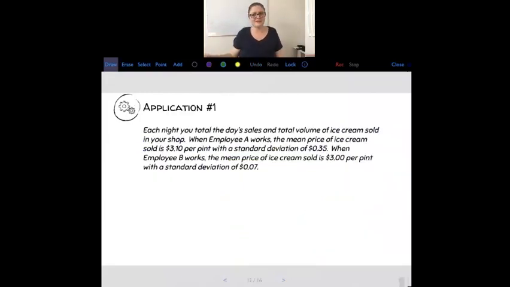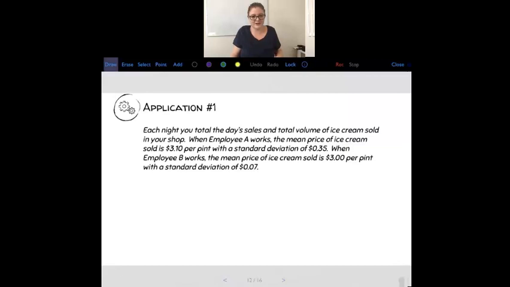Application. So what does standard deviation tell us? So let's say each night you total the day's sales and total volume of ice cream sold in your shop. When employee A works, the mean price of ice cream sold is $3.10 per pint with a standard deviation of 35 cents. When employee B works, the mean price of ice cream sold is $3 per pint with a standard deviation of 7 cents. What is going on here?